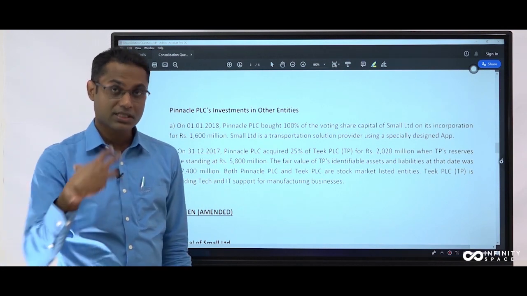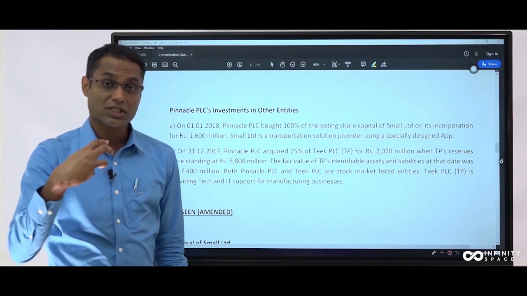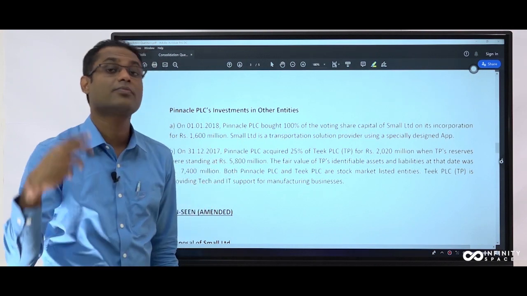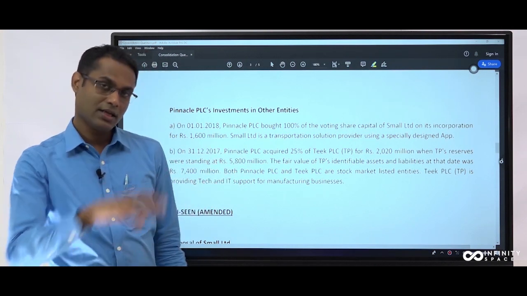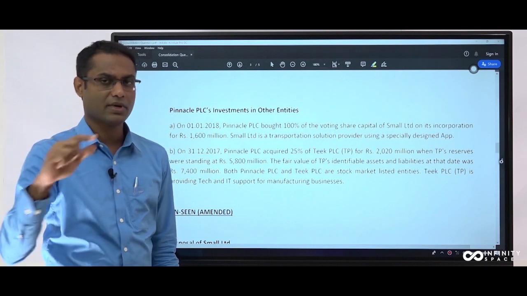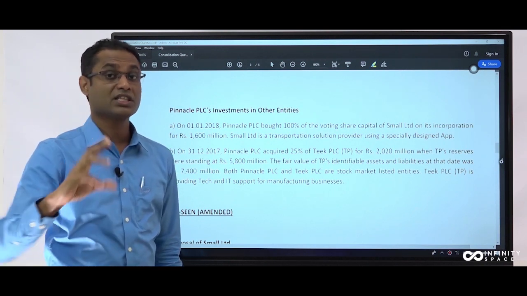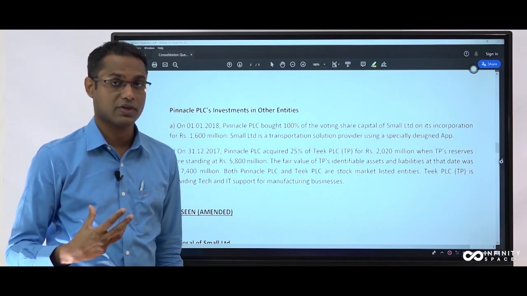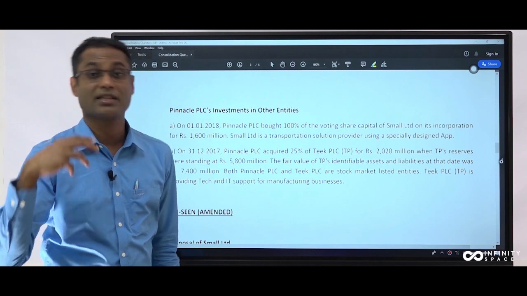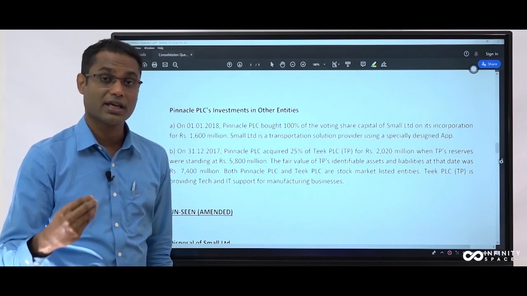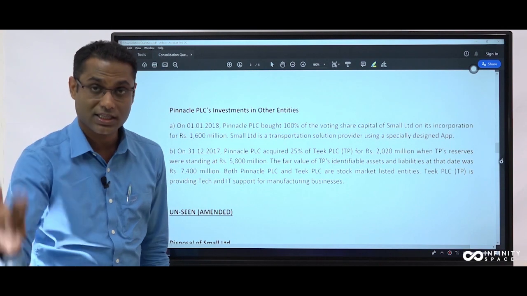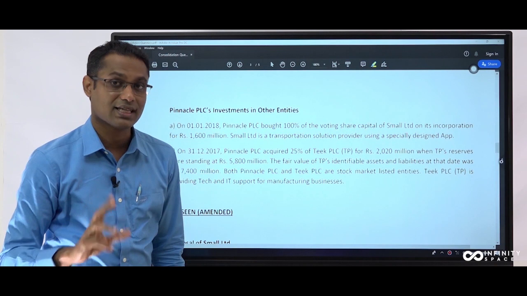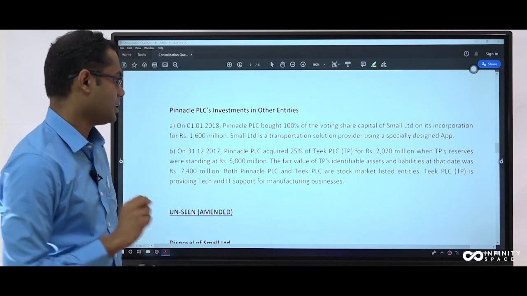Equity accounting means, in the statement of financial position, cost plus share of post-acquisition net asset increase. What is the share? 25% of post-acquisition net asset increase. In the income statement, equity accounting means one line item where you take the share of associate profit, again 25% of associate profit. Again, if the associate has any other comprehensive income items, you have to take 25% of those as well, as long as Teak is considered an associate of Pinnacle PLC.